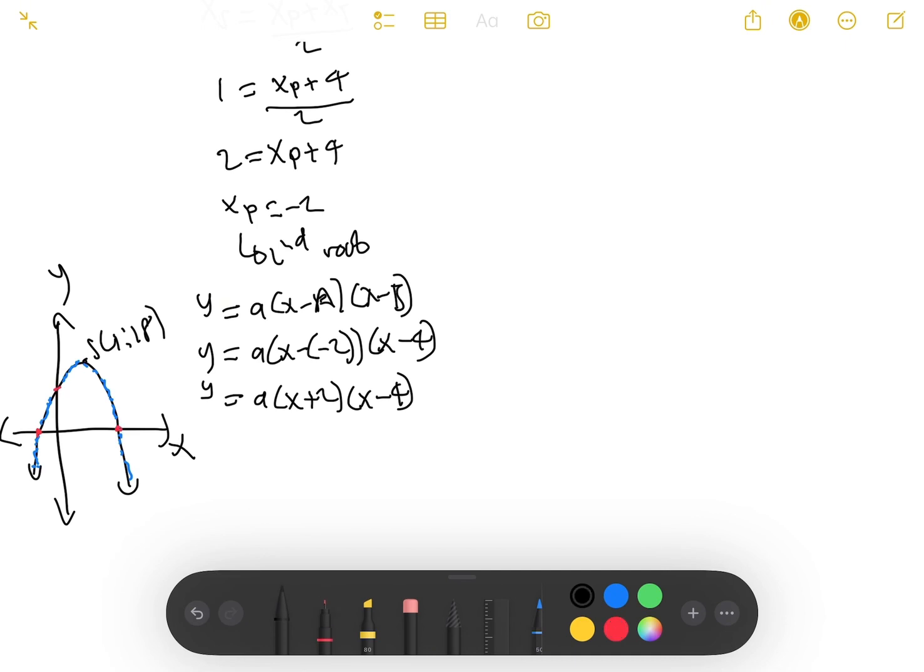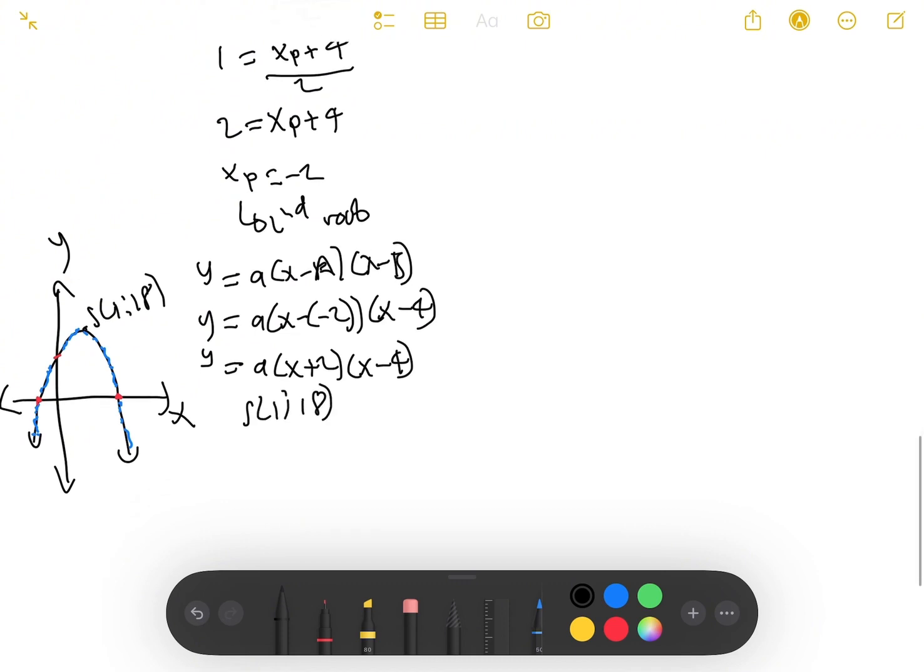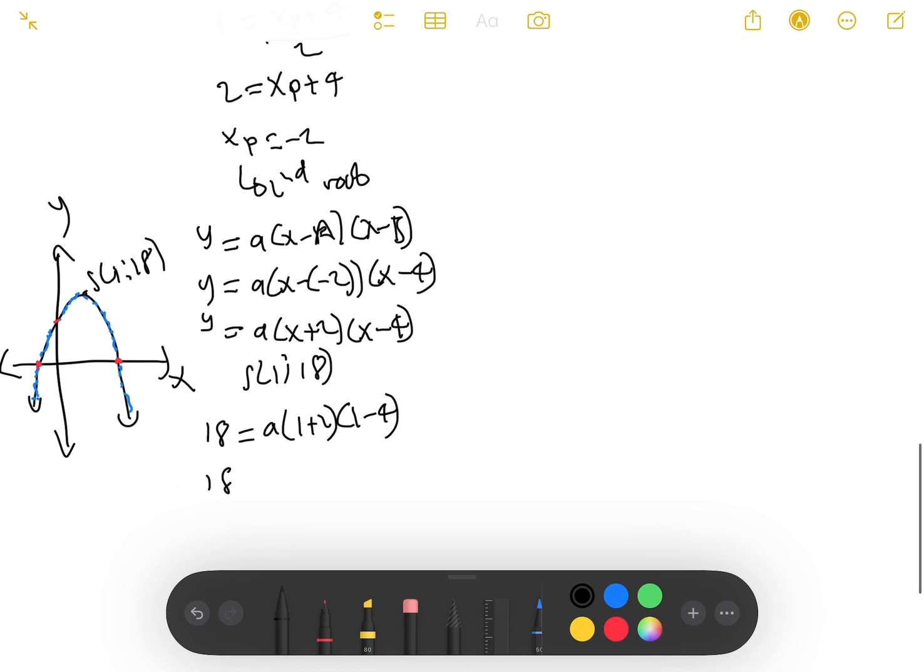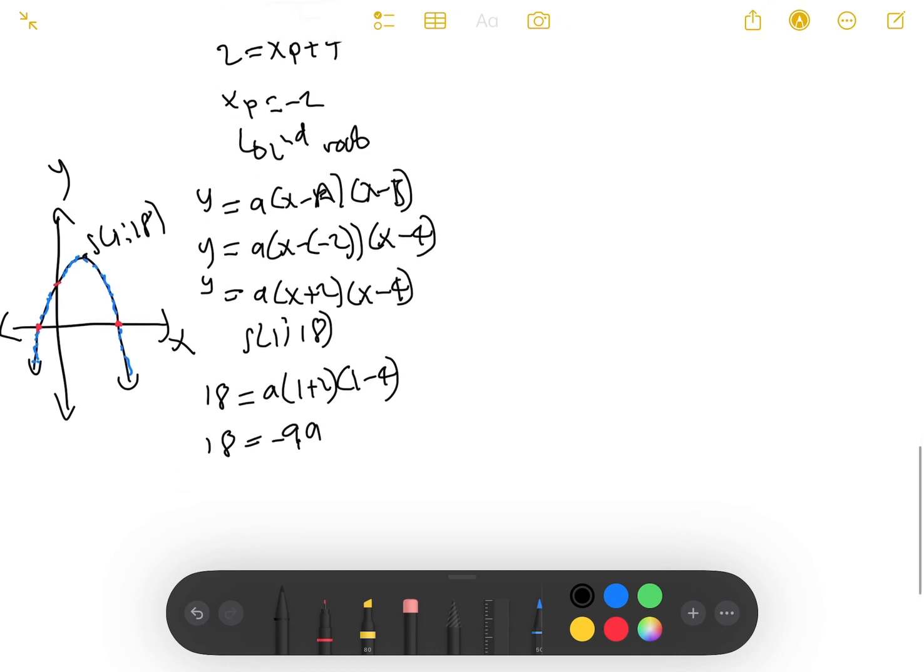So anyways, in this case, we are given S (1; 18). So we can substitute our (1; 18), of which we get 18 equals a(1 plus 2)(1 minus 4). We end up with 18 equals negative 9a, right? And then, okay, divide by negative 9 on both sides.